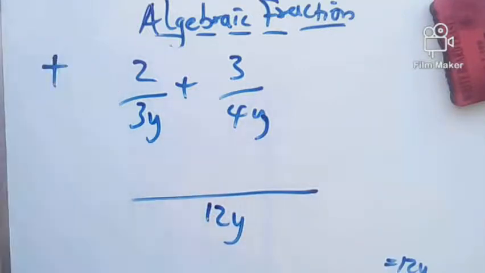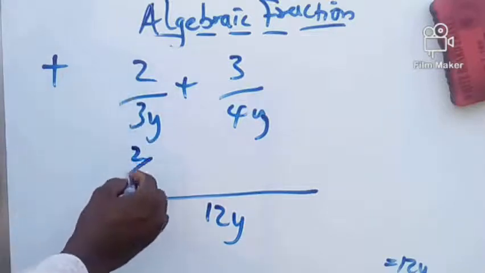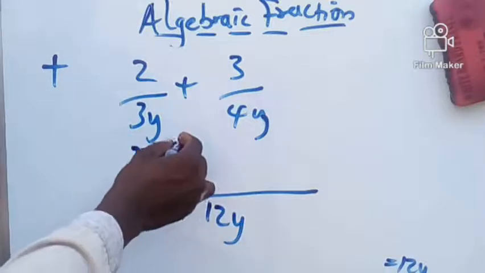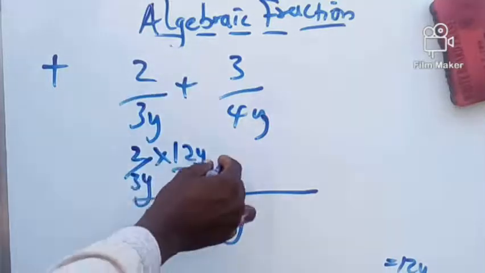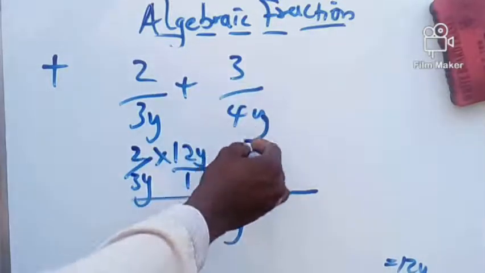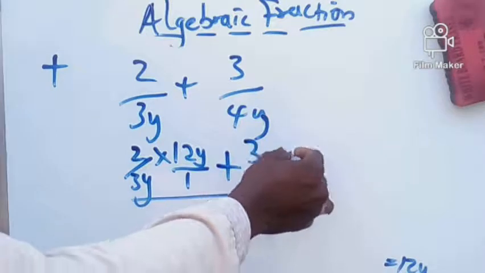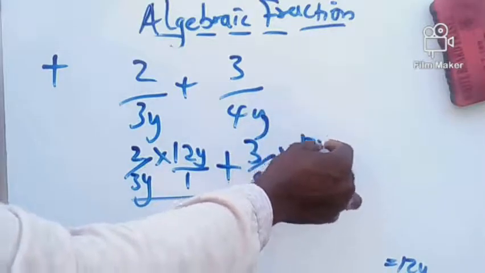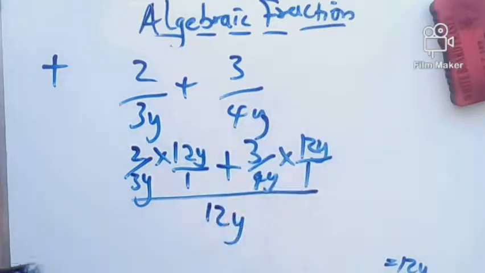So we pick each of the fractions and multiply it by the LCM. We pick the first fraction, 2 over 3y, and multiply it by the LCM, 12y over 1. We drop our addition sign. We pick the next fraction, 3 over 4y, and multiply by the LCM, 12y over 1. The next step is to do what?